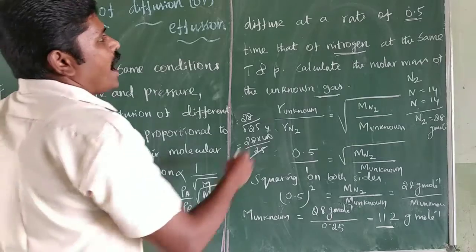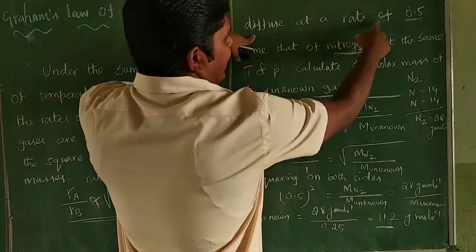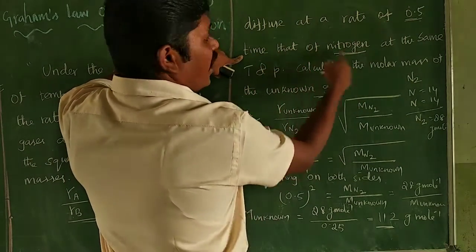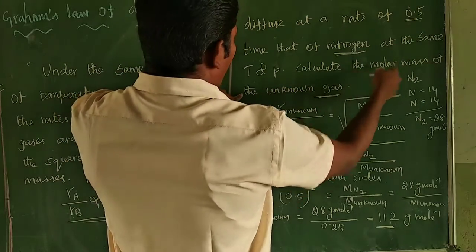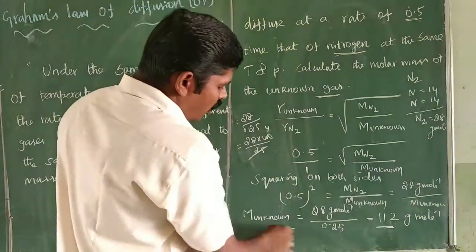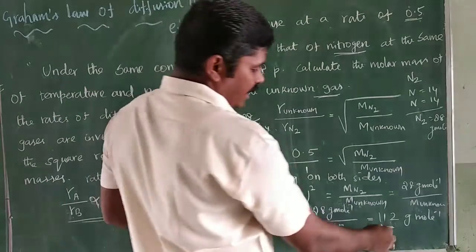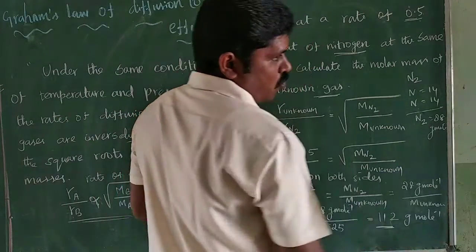So an unknown gas diffused at a rate of 0.5 times that of nitrogen at the same temperature and pressure. The molar mass of the unknown gas is equal to 112 gram per mole.